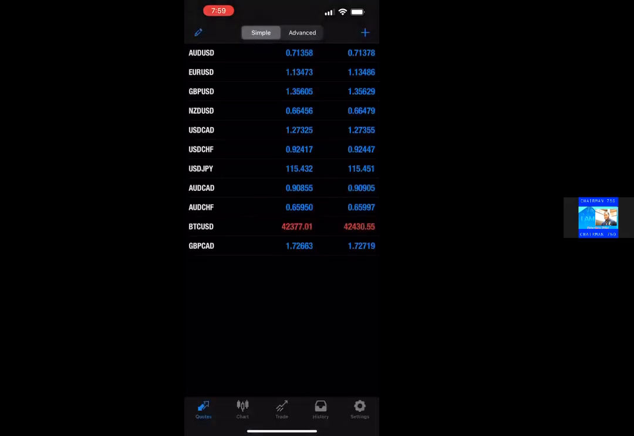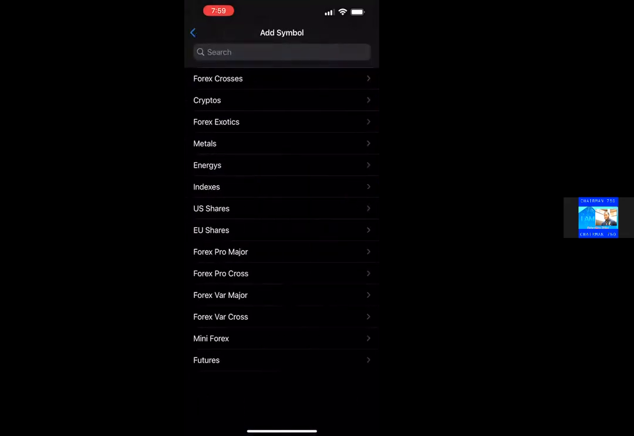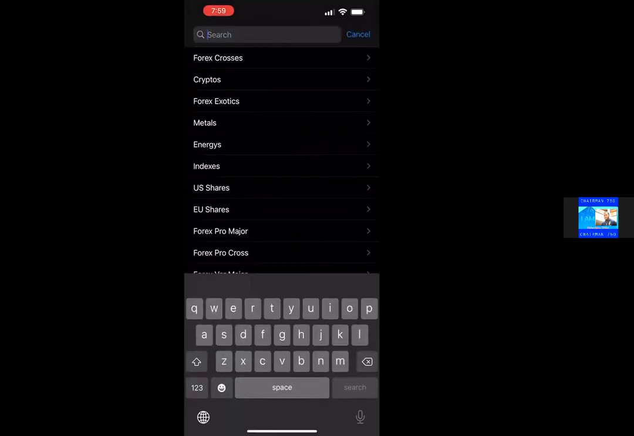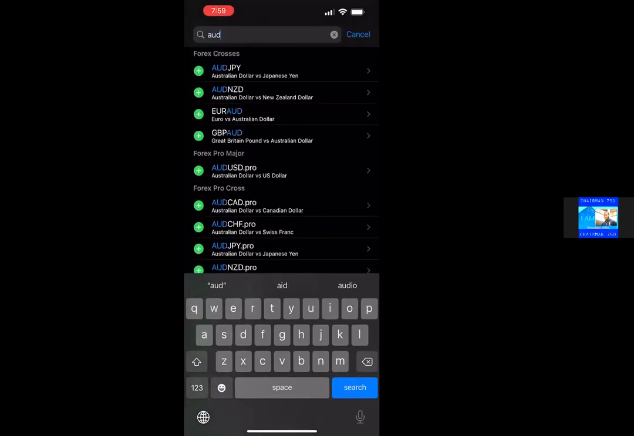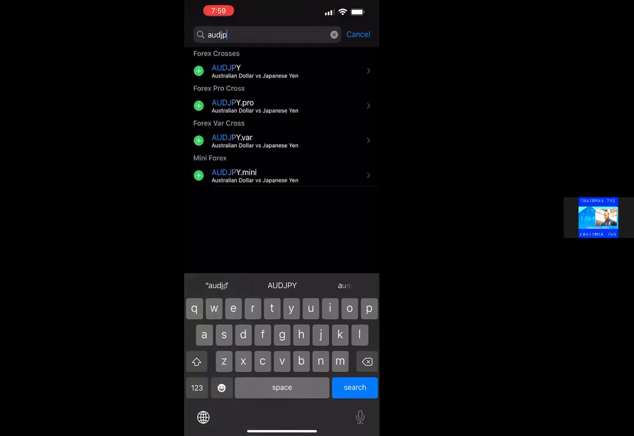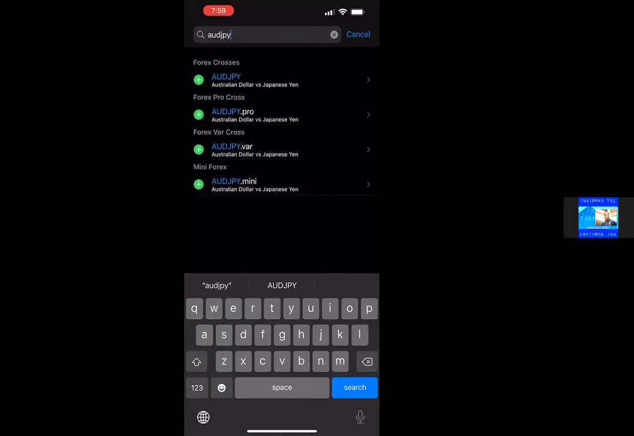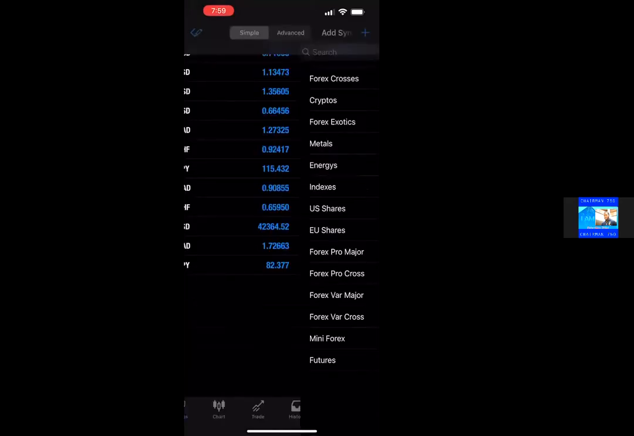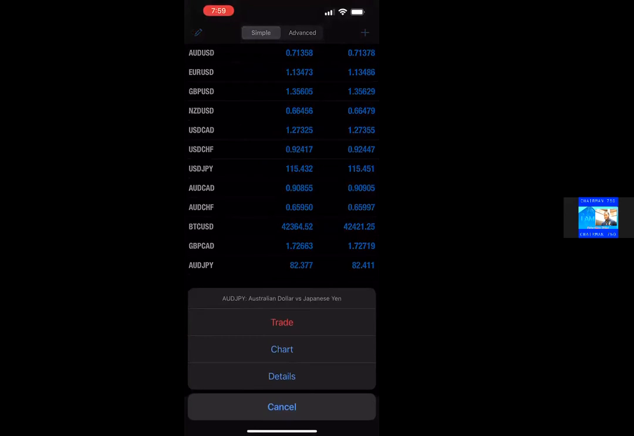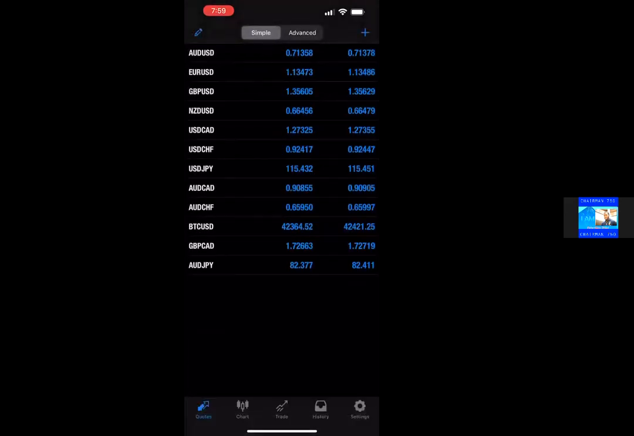Now, the important thing to know about this page is that when you click on the plus sign, this is how you actually add symbols that aren't there at this moment. So let's say we're looking to add AUD, the Australian dollar, and the Japanese yen. Don't add the mini, the VAR, or the pro. You want to do the one that's up top that doesn't say anything next to it. Click the green plus sign, hit cancel, go back, and it's going to be right here. So that's how you actually add a currency pair.